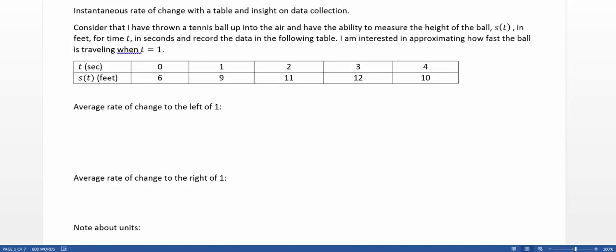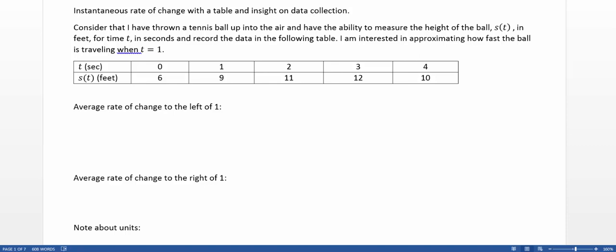So the way I read the table before I've done any analysis on it is that at time equals 0, the ball is 6 feet in the air. So if you imagine a person standing up and throwing a ball up in the air, when they let go, their hand is probably about 6 feet off the ground. So that makes sense. After 1 second, the ball has reached 9 feet in the air. After 2 seconds, it's 11 feet in the air. After 3 seconds, it's 12 feet in the air. But then at 4 seconds, it's 10 feet in the air. So it started coming back down.